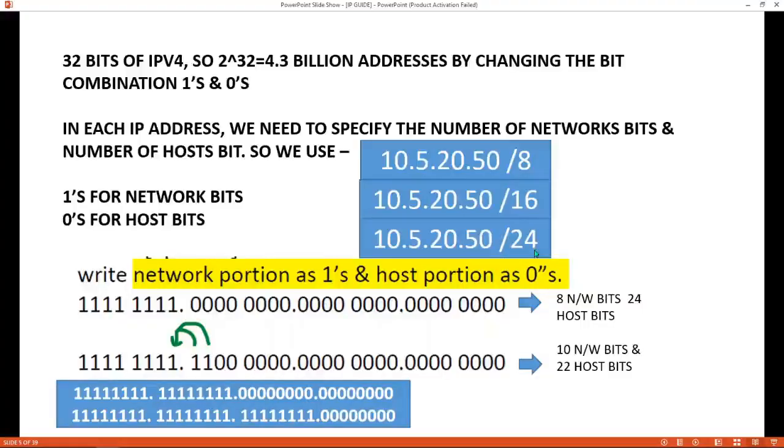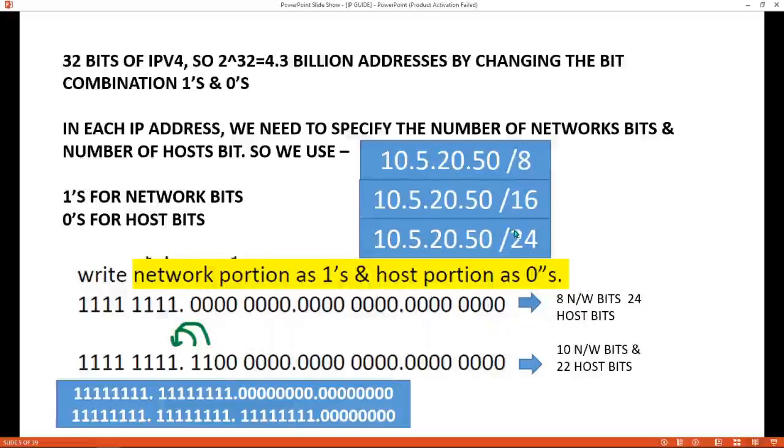The /24 represents that your first 3 octets are going to be in the network portion. So if I change anything on the host portion, if I change this 15 to 100 or 255 or 254, whatever, then I can still communicate with the 10.5.20.50. Why? If I change anything on the host portion, I am still remaining in the same network.